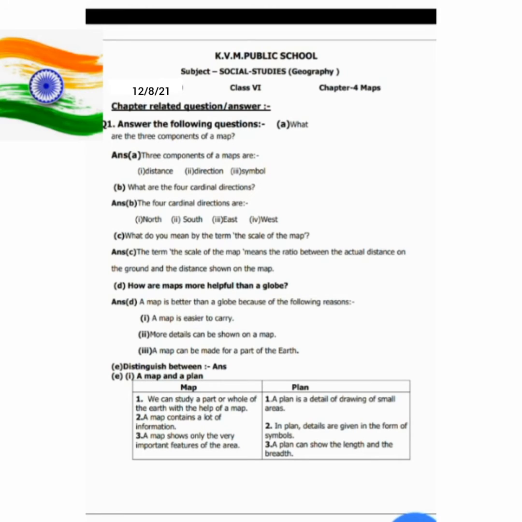So answer is a map is better than a globe because of the following reasons. First, a map is easier to carry. Second, more details can be shown on the map. Third, a map can be made for a part of the earth.